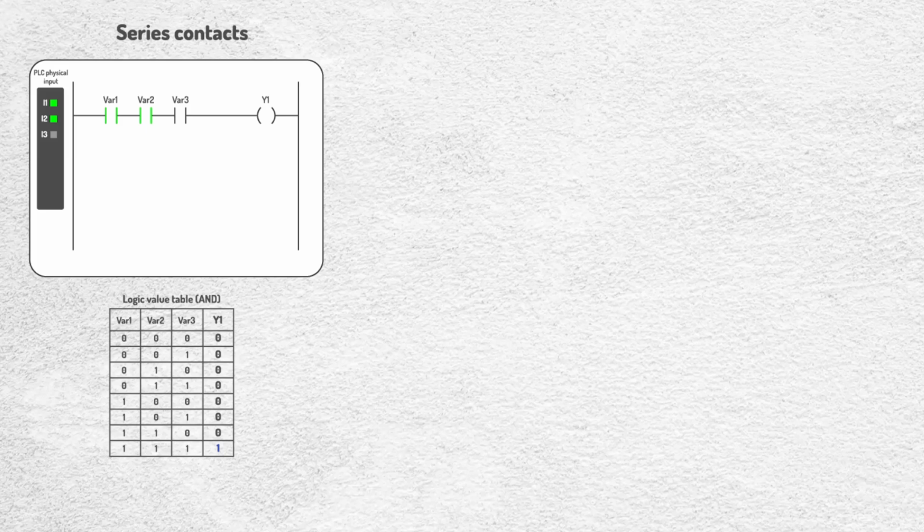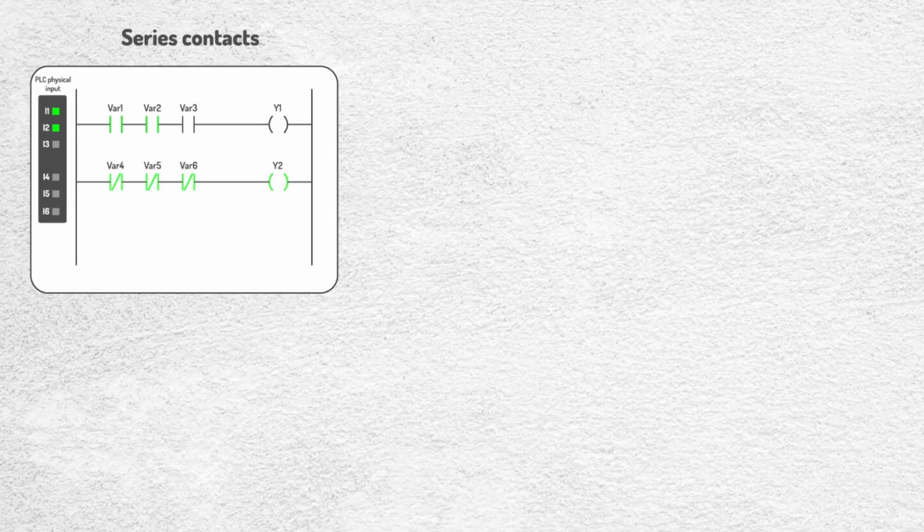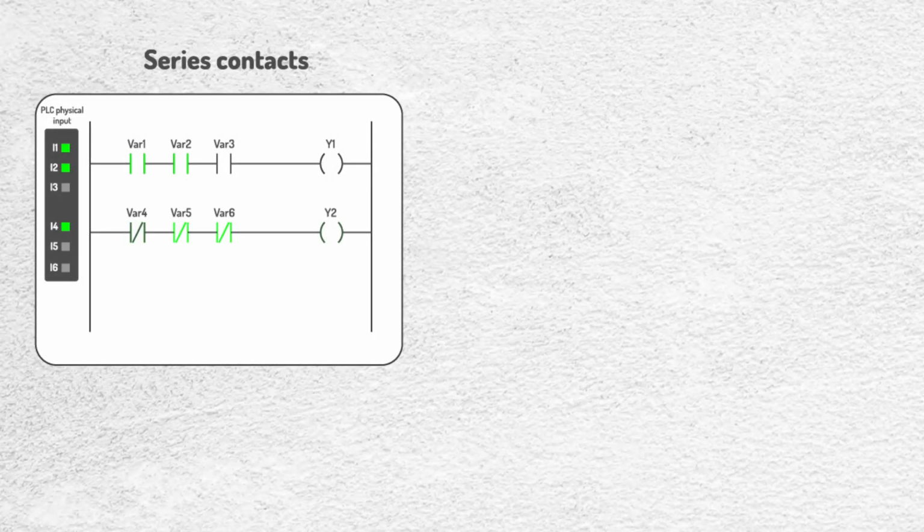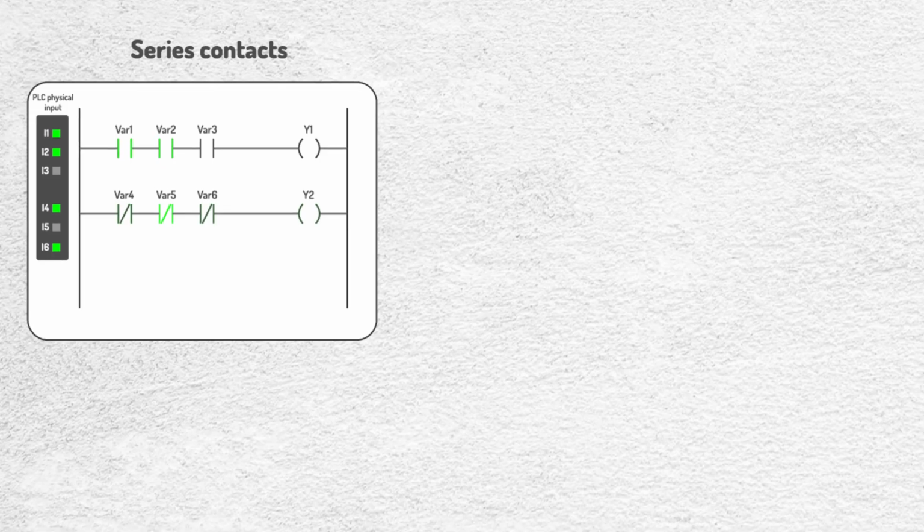Now let's look at a similar case but using 3 normally closed contacts in series. In this case, at the beginning all contacts are closed and output Y2 remains active. But if one of the physical inputs associated with these variables is activated, that contact changes from closed to open and the output immediately goes to 0.